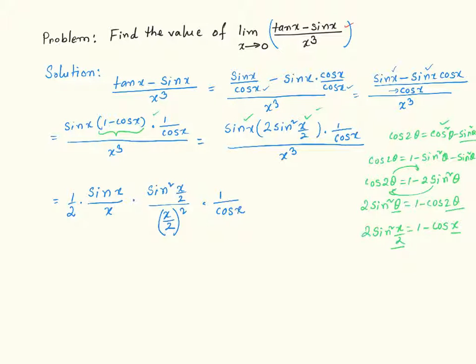Now let me explain how I go from here to here. I have x cubed in the denominator, so I'm going to write the first sine x as sine x over x. Then I have sine squared of x over 2, so I'm writing it as sine of x over 2 divided by x over 2, whole squared. Then times 1 over cosine of x.